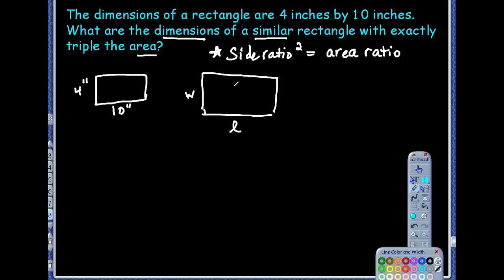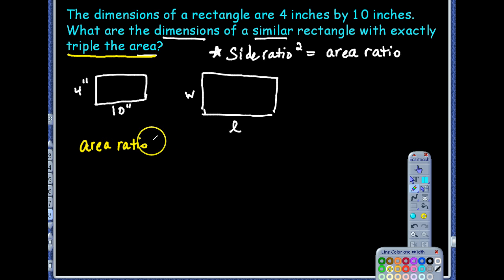Well, they kind of give us the area ratio. Why is that? Because they tell us that we are looking for the area to be tripled. So they don't tell us what the numbers are, but we're looking at a simplified ratio. When I think about tripled, for example, it would have a ratio of 1 to 3. That's because this one is 3 times as big as that one. So this would be the area ratio.